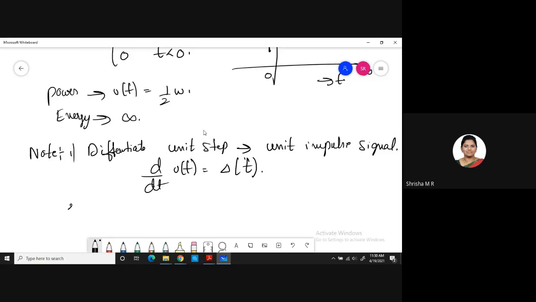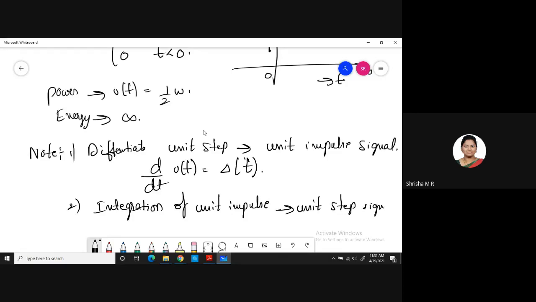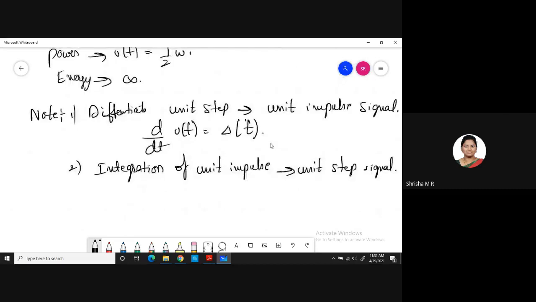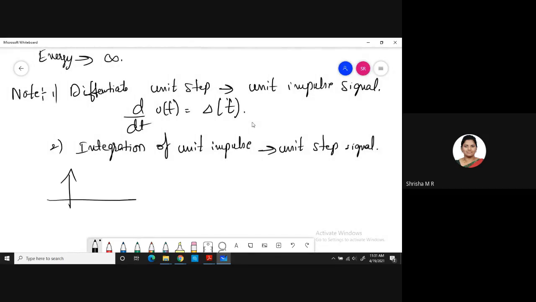And if you integrate the unit impulse, you get the unit step. Integration of the unit impulse gives you the unit step signal. So integration of delta of t dt will give you u of t. You have to know these things; they are important. If you differentiate a unit step, you get a unit impulse. Conversely, if you integrate a unit impulse, you get a unit step signal. Next we shall see the ramp signal.